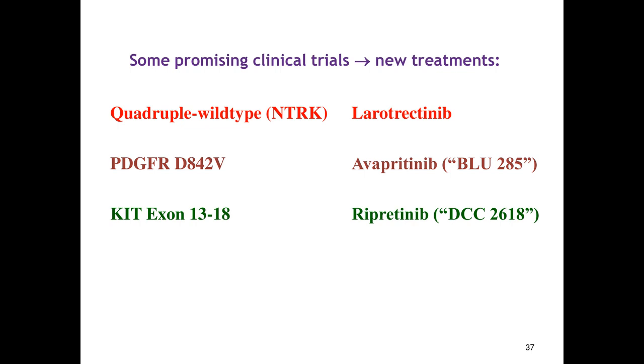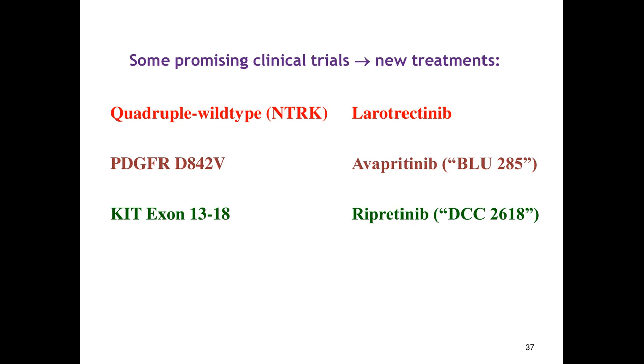Another drug you will have heard about quite a bit probably, developed by the Blueprint Company in Massachusetts. It was called Blue 285. Now it's got the name avapritinib. This was developed particularly to target those PTGFRA D842V mutations.